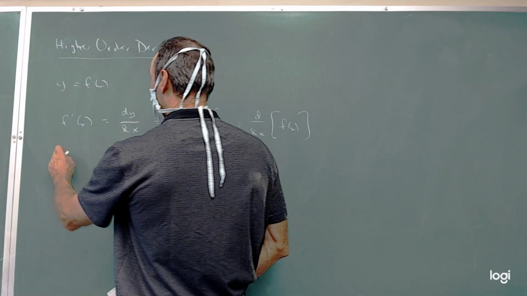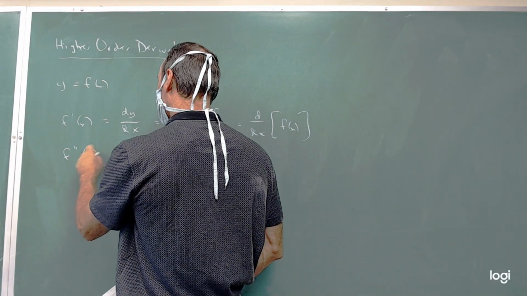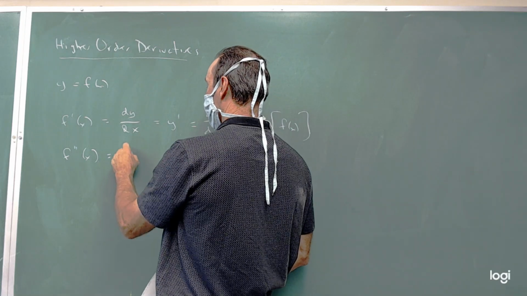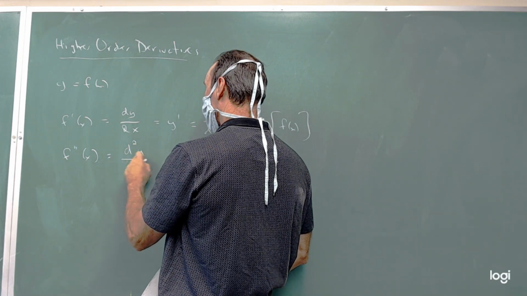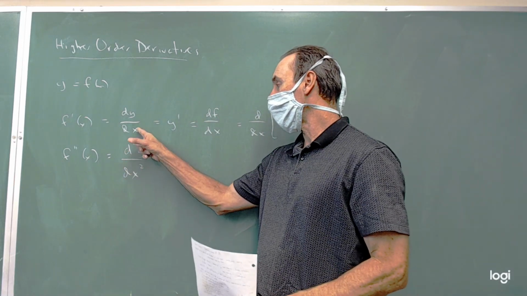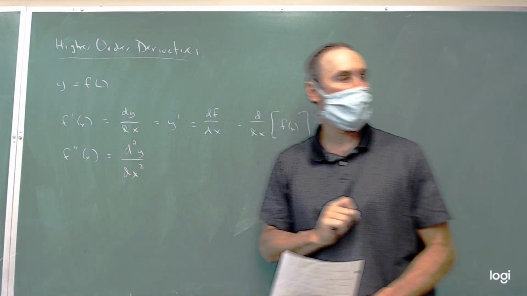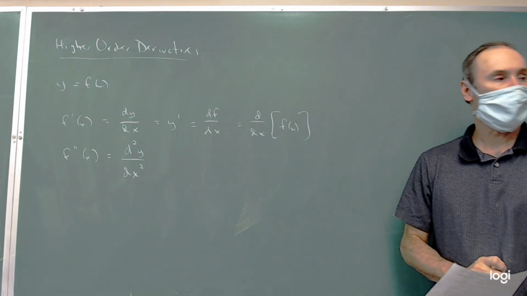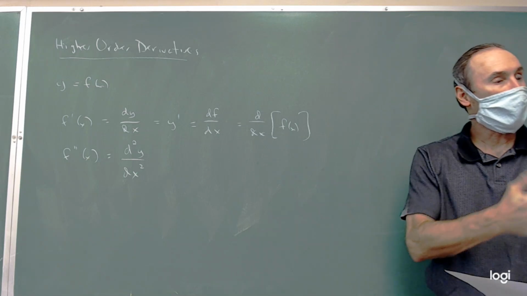Then after this, we can take a second derivative, which we can denote as f double prime of x. And then you write it as d squared y over dx squared. So you sometimes call it the second derivative of y with respect to x twice. So the 2's go in slightly different places there. So that's just another notation for second derivative.